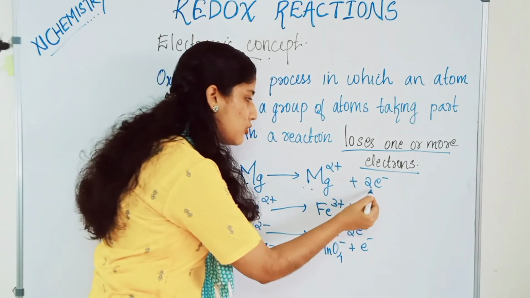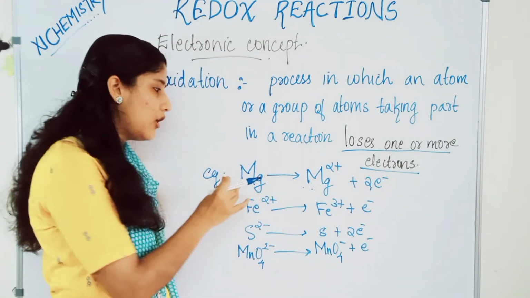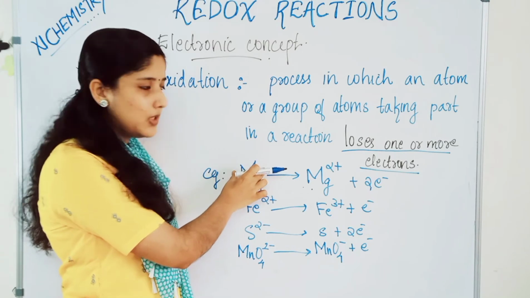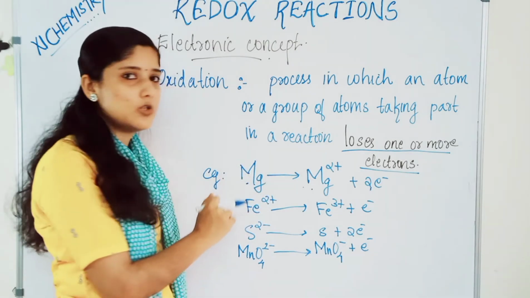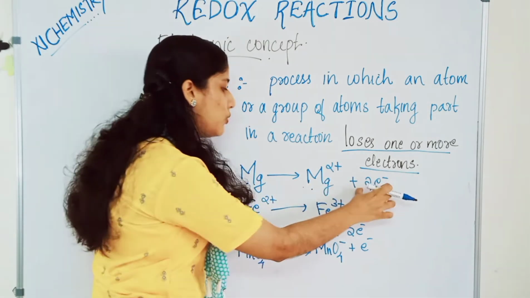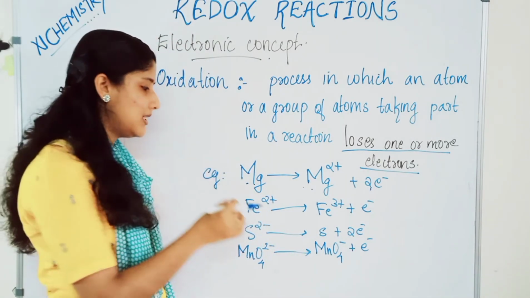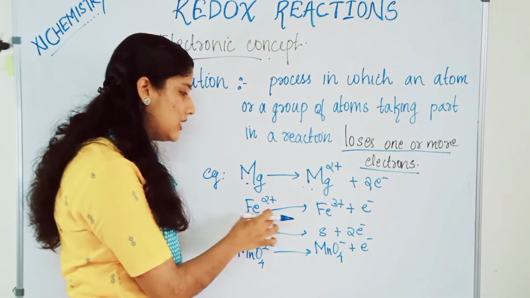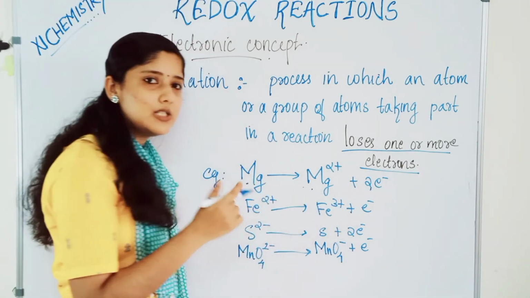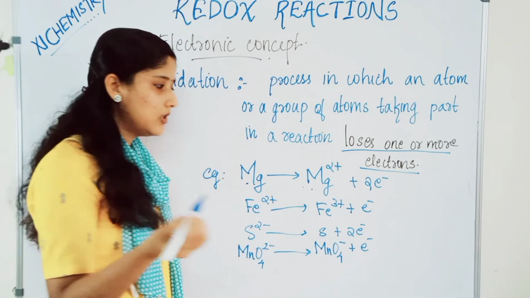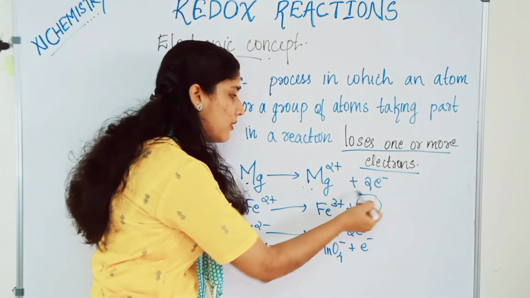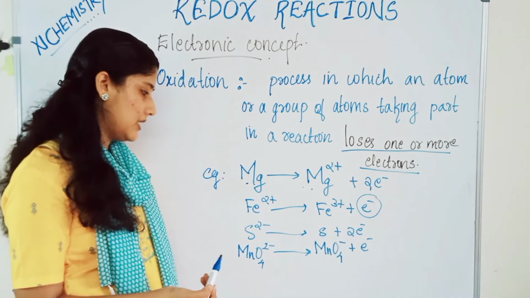Mg to Mg2+ plus 2 electrons. So 2 electrons are lost from magnesium, isn't it? So it is an oxidation process. Fe2+: iron is already in the 2+ state. It changed to Fe3+. That means 1 electron is lost. So that is also an example of oxidation.